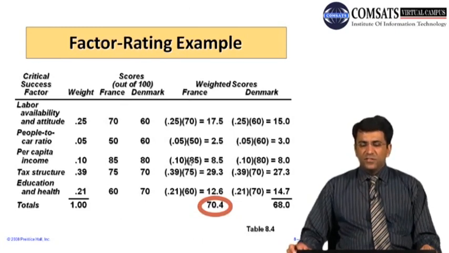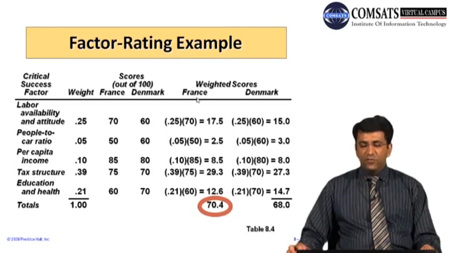Now as the next step, students, we'll have to find out the weighted scores, that is, these weights will be multiplied by these scores for both locations, France and Denmark. Accordingly we can have weighted averages, and then we can have a sum for both of these locations, that is, the sum of all the weighted averages.